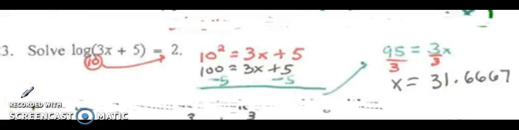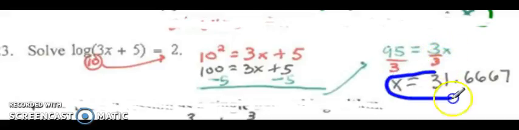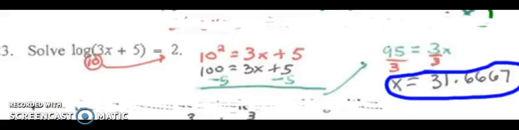In problem 23, I want to get rid of the log, so I'm going to change it to an exponent. It's a common log, so my base is 10. 10 to the second power equals 3x plus 5. 10 squared is 100. So I want to get x by itself, so I'm going to minus 5 from both sides. So I get 95 equals 3x. Divide by 3. I got that answer. Plug it into your calculator to make sure it works in the original equation. And it does.